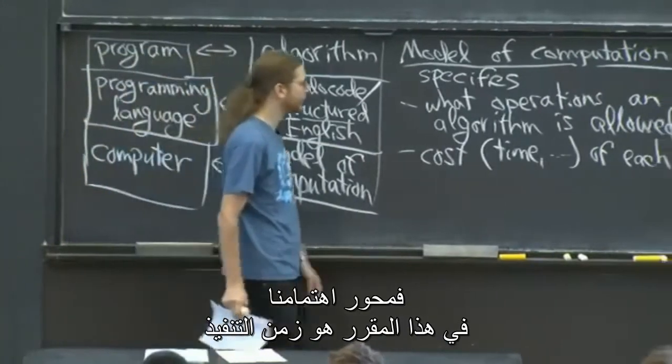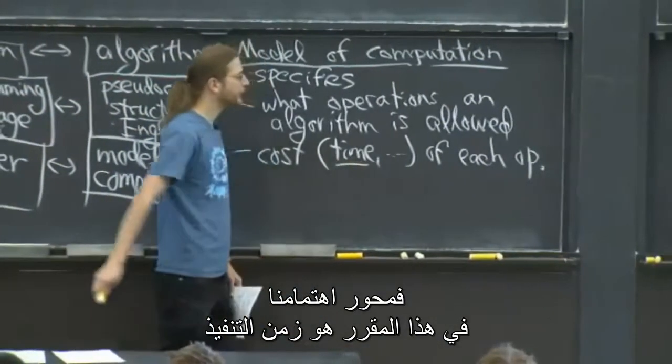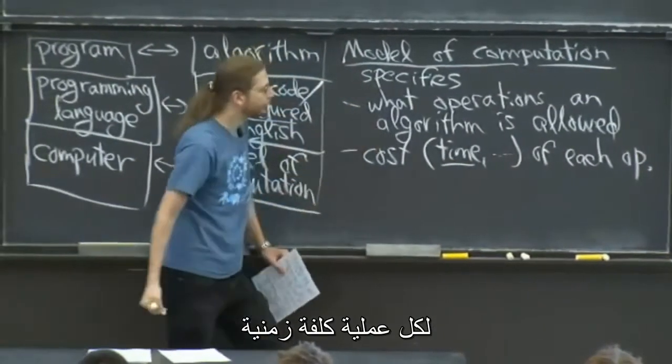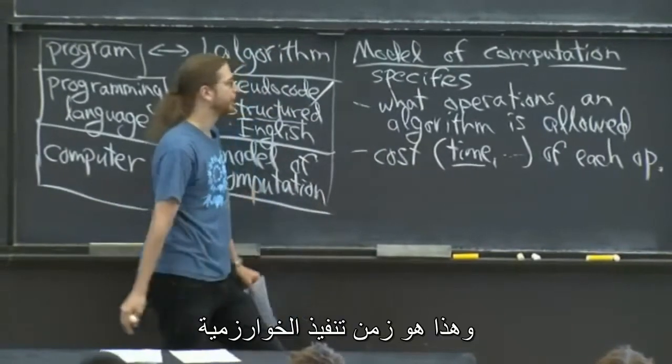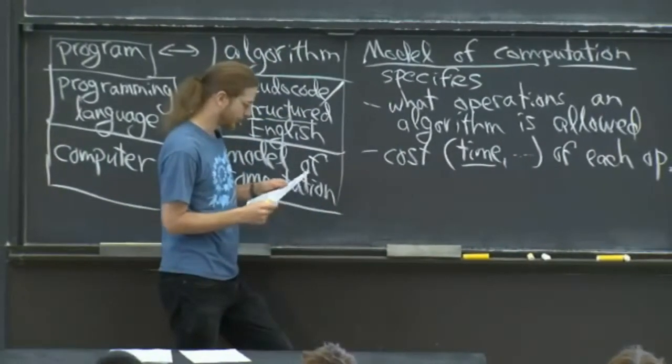So in particular, we care mostly in this class about running time. Each operation has a time cost. You add those up. That's the running time of the algorithm. OK.